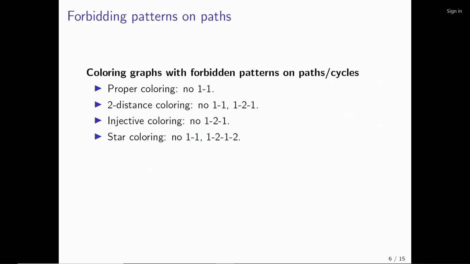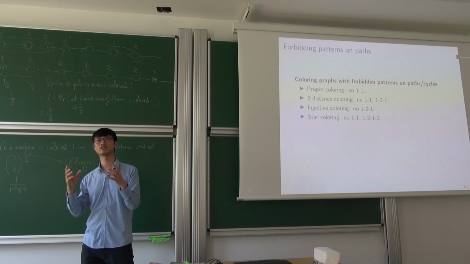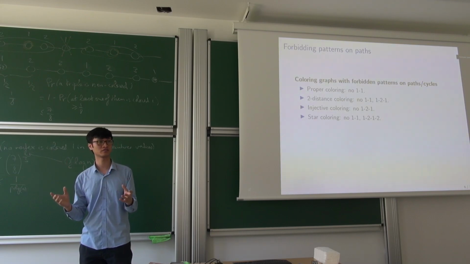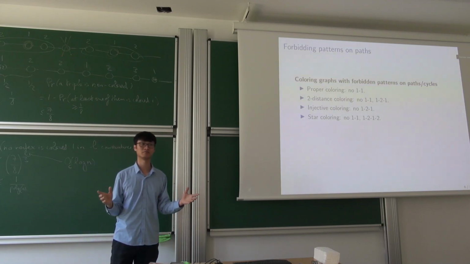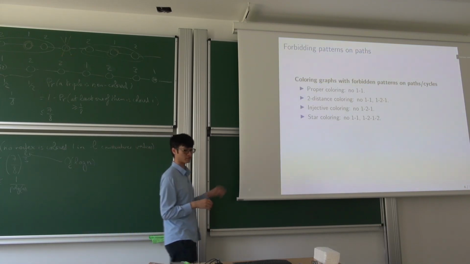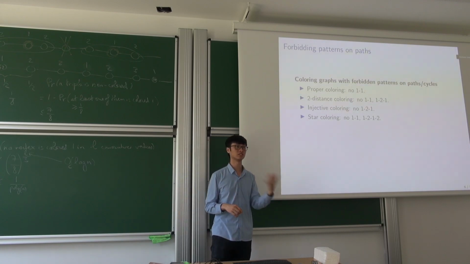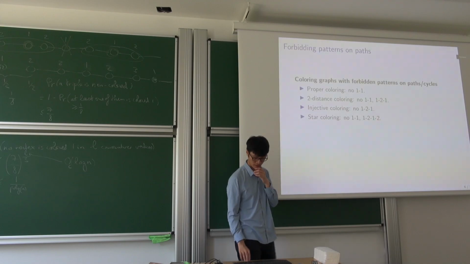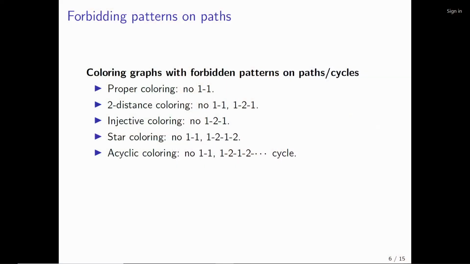You can also think about star coloring. Star coloring, what is the definition? Well, first it is a proper coloring, and then when you take the union of any two color classes, you get a forest of stars. So by forbidding 1, 2, 1, 2, for example, you can achieve this. More examples: cyclic coloring. So proper coloring again, and the union of any two color classes is a forest, so no bicolored cycles.